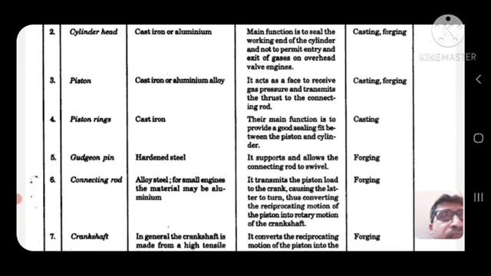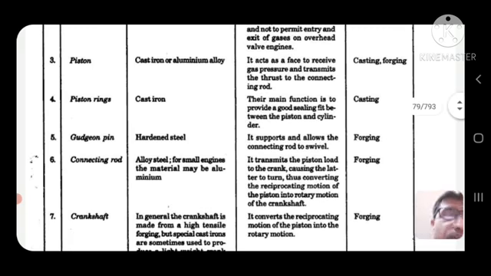Casting and forging. Piston rings: cast iron. Their main function is to provide a good sealing fit between the piston and cylinder. Casting. Gudgeon pin: hardened steel. It supports and allows the connecting rod to swivel.